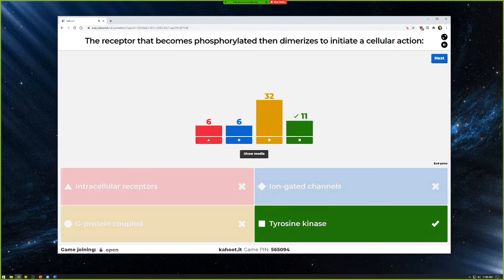All right, so it's actually a tyrosine kinase. This is a little simpler. If you remember kinase from your biochem classes or something, that just means to phosphorylate something. So it's right there in the description. But yeah, those are the ones.